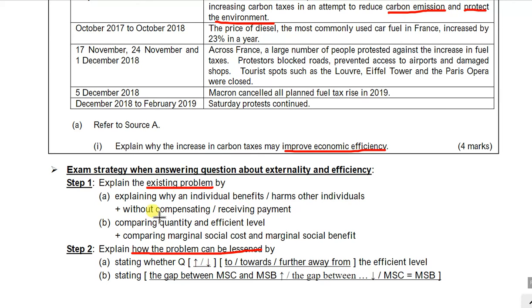And after explaining why there is external cost, you have to explain why the external cost would result in a certain problem. How to explain why this is inefficient, why there is a problem. You have to say that because we have the external cost, the quantity would be larger than the efficient level. And also the marginal social cost is larger than the marginal social benefit. The quantity is larger than the efficient level, MSC is larger than MSB, so that we have overproduction, too much pollution affecting the others and harming the others' health. So this is step one.